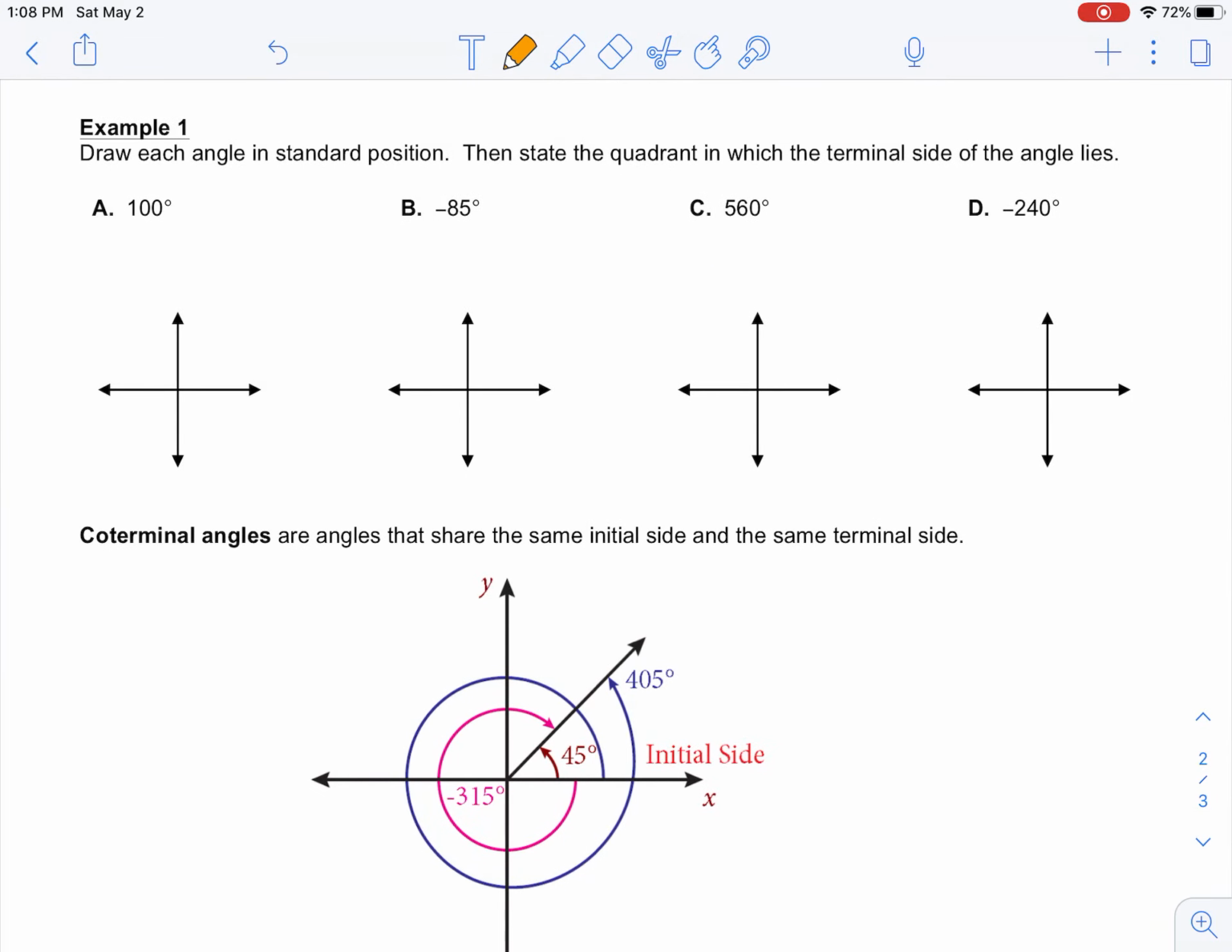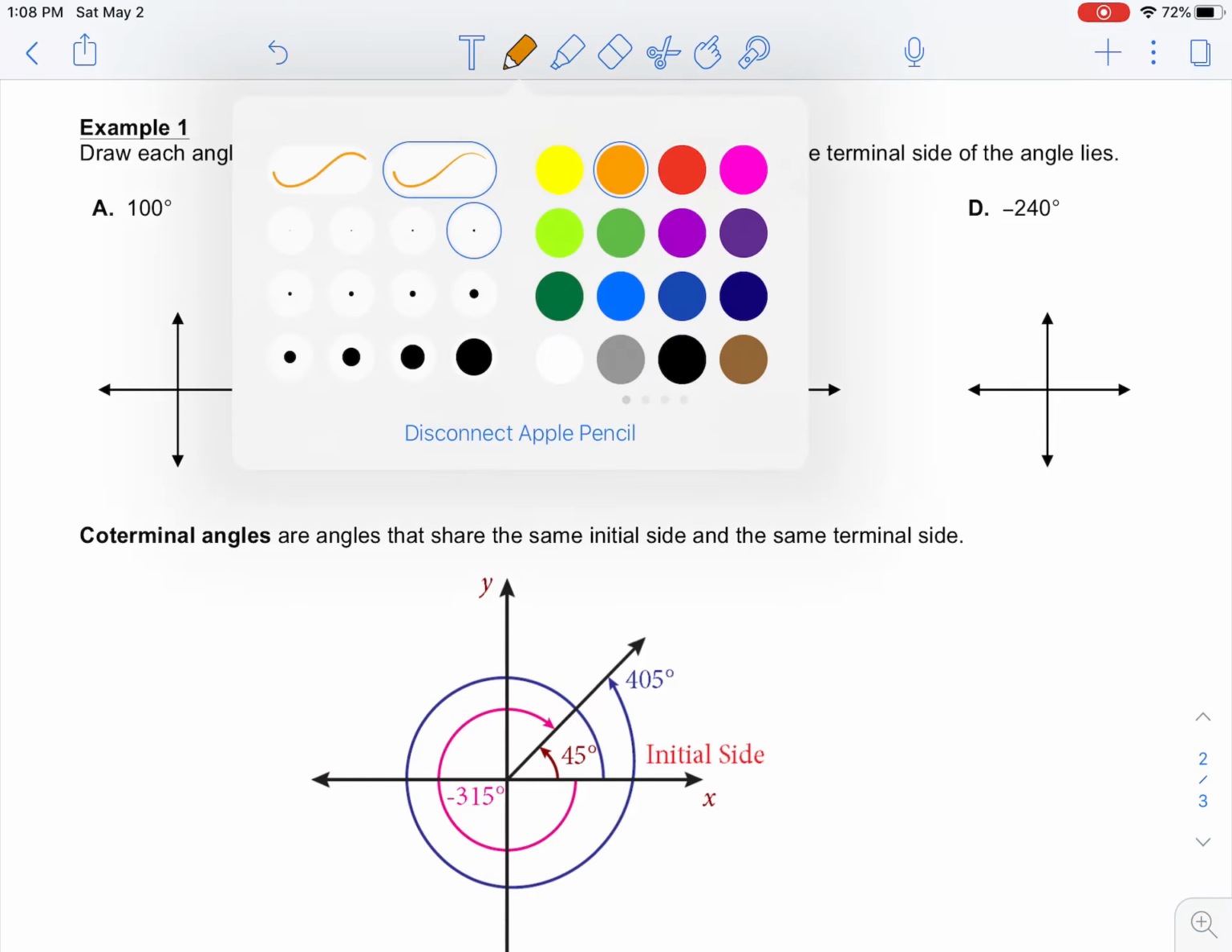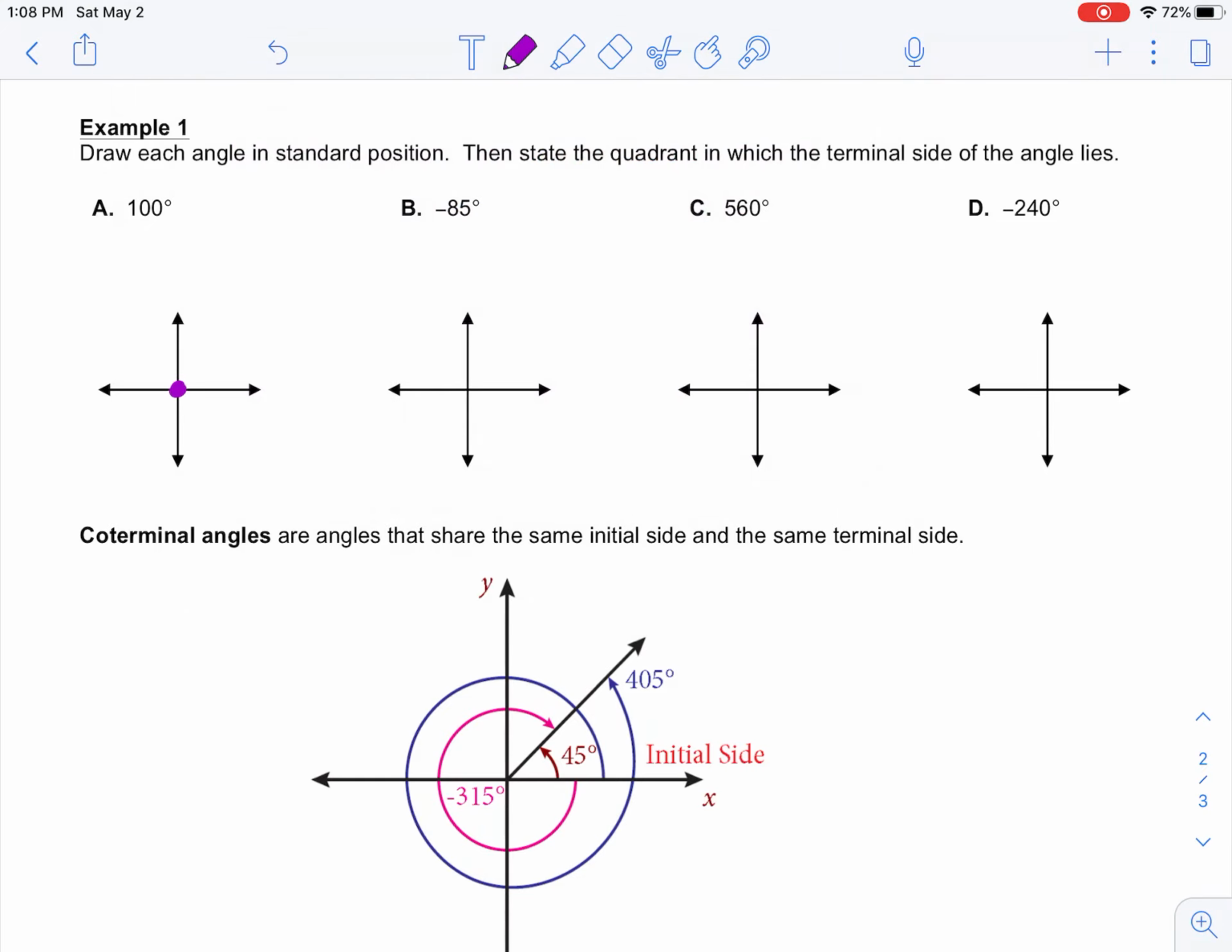All right, so let's practice drawing some angles, okay? So a 100-degree angle, that one should be pretty simple. We're going to start on the positive x-axis. We know this is 90 degrees, and so we need to go a little bit beyond 90 degrees. And then again, it's super important to draw the direction.